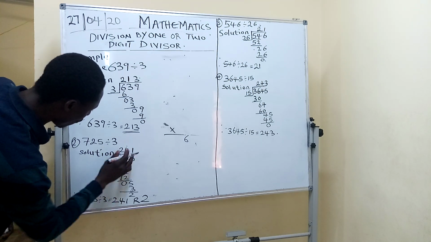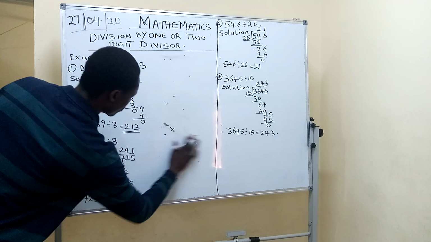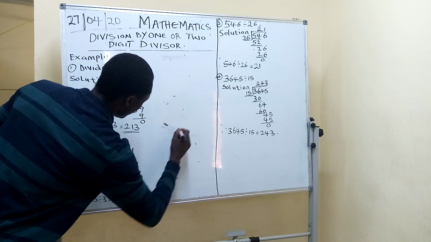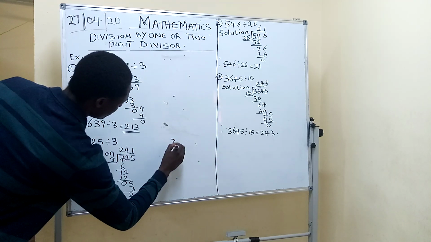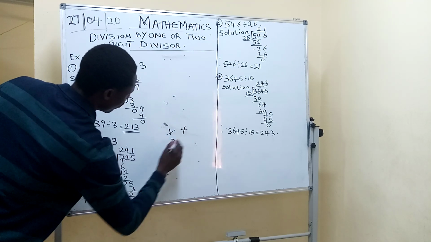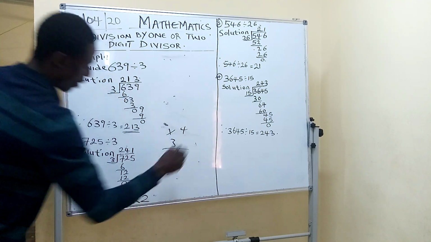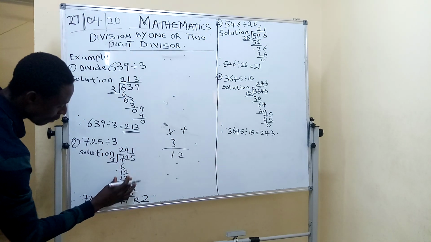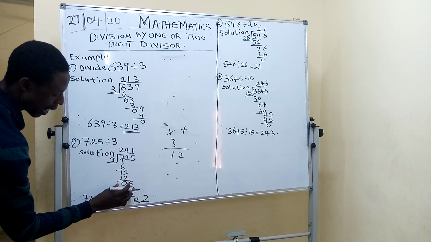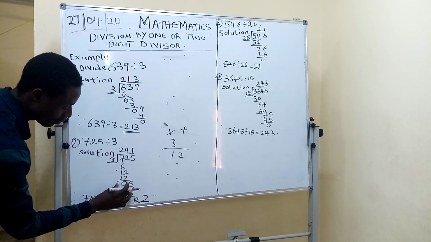3 times 4. We have 3 times 4, 12. 3 times 4 will give us 12. When we have the 12, we remove 12 from 12, we have 0.